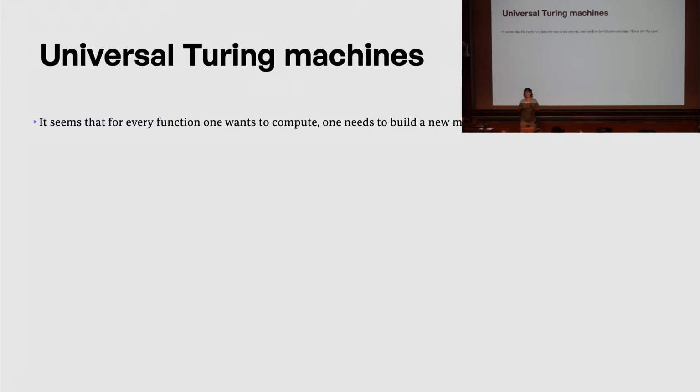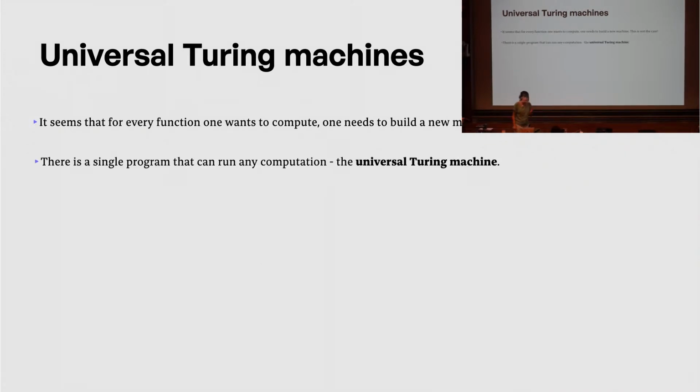Now comes a great discovery, already by Turing himself, namely the existence of universal Turing machines. Naively one expects that for every function one wants to compute, one needs to build a new Turing machine. Right? Maybe naively, maybe 100 years ago. Not anymore, because we are all used to reprogrammable machines these days, but I would still argue that that's what one would naively expect, but this is not the case. There is a single program that can run any computation, and that is the universal Turing machine.